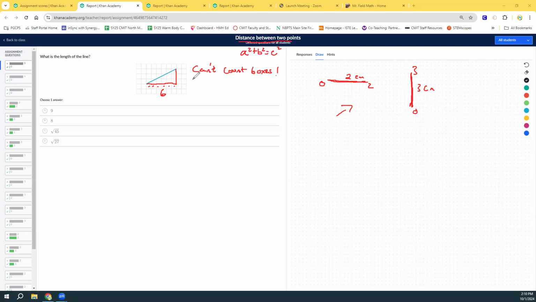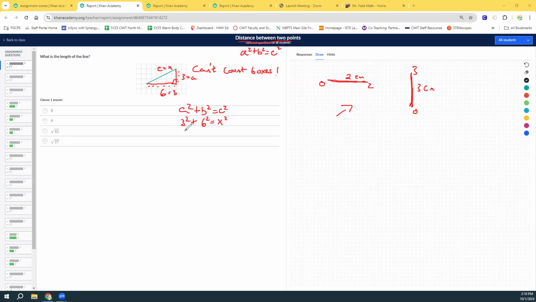1, 2, 3, 4, 5, 6. So this is 6 long. And how high is it? 1, 2, 3. 3 boxes high. Okay, and now we see our right triangle. We can label our sides. We already know how to do that. And we can use the Pythagorean theorem. So I'm going to substitute 3 in for A, 6 in for B, and C is my X value.